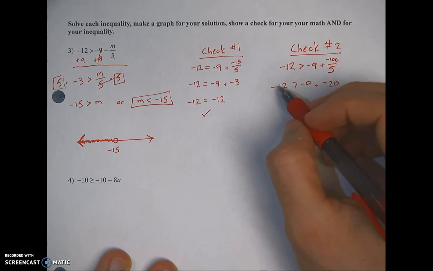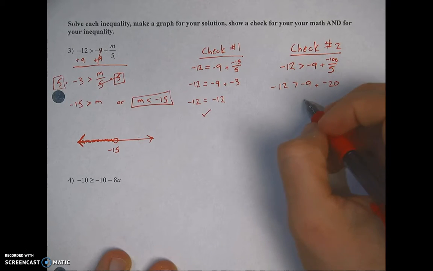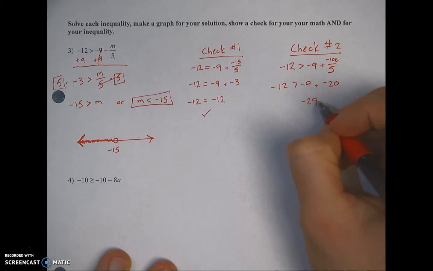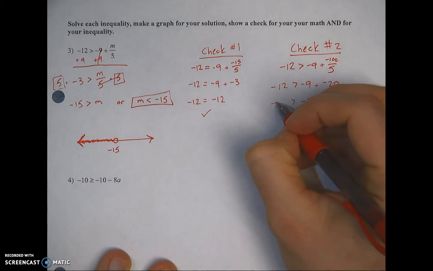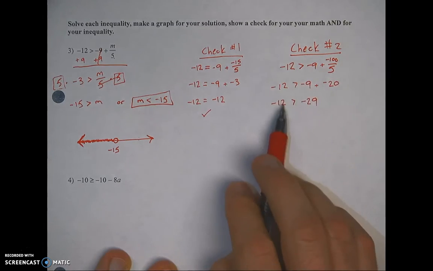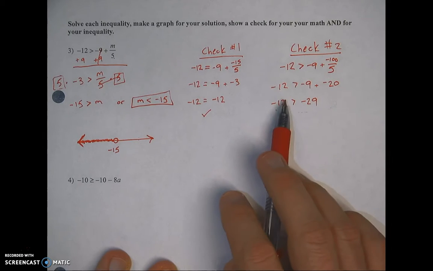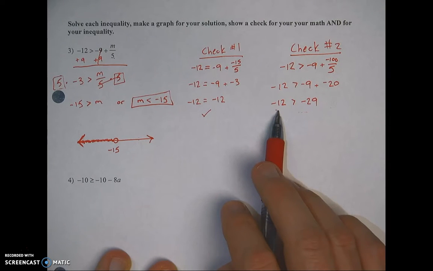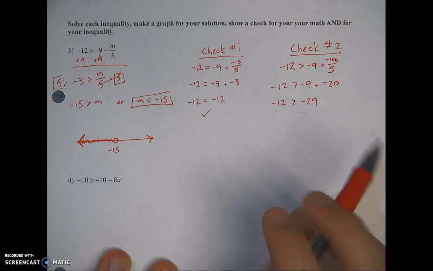I need negative 12 to be bigger than this number. So let's see what this number is. If I add negative 9 and negative 20, I get negative 29. Negative 12 stays. Now I need to actually answer this question. Is this correct? Negative 12, is it greater than negative 29?